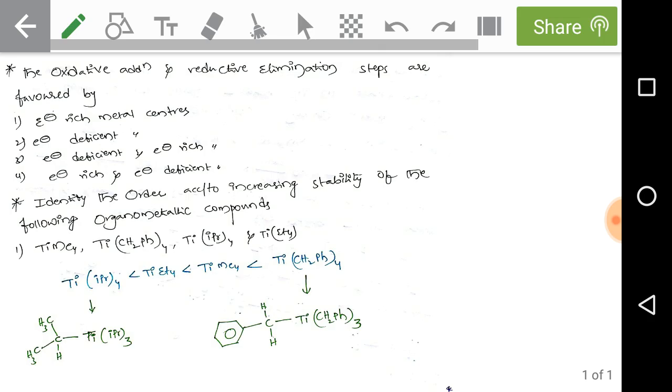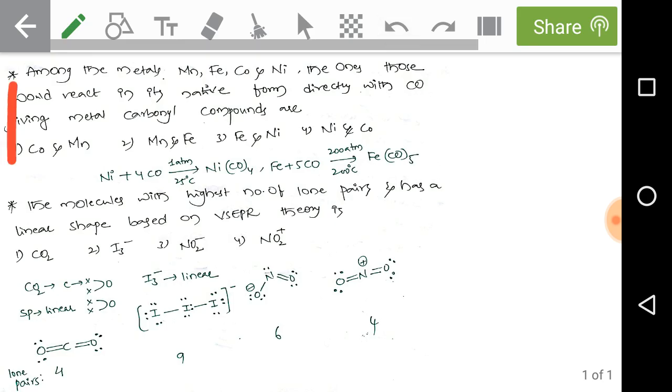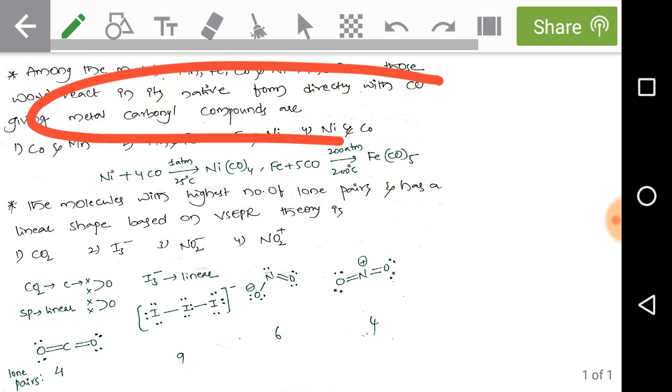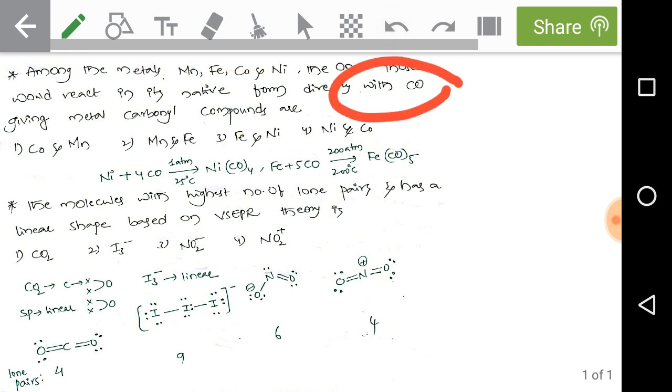Okay, right. Next question, among the metals manganese, iron, cobalt and nickel, those that would react in their native form directly with CO, giving metal carbonyl compounds, are. So simply, nickel reacts directly with CO at 1 atmospheric pressure and 25 degrees centigrade to produce nickel carbonyl, whereas iron reacts directly with CO at 200 atmospheric pressure and 200 degrees centigrade to produce iron carbonyl.